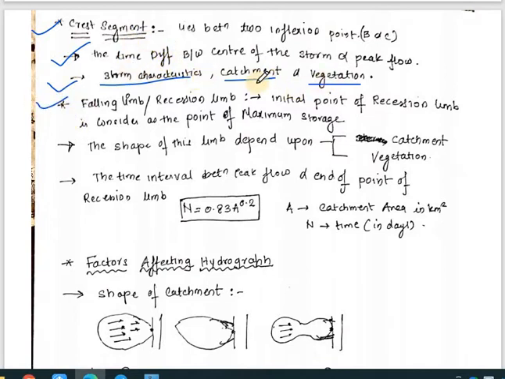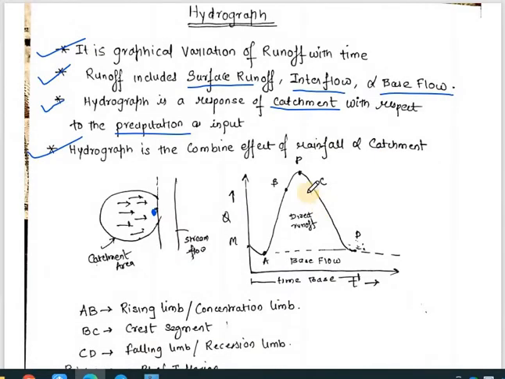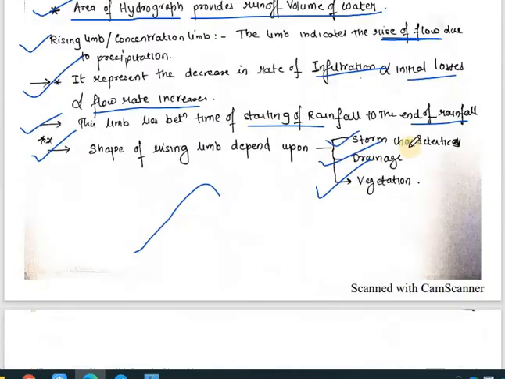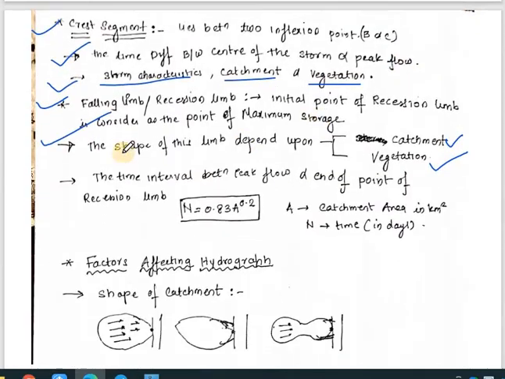Okay, after that, the falling limb. The initial point of the recession limb is considered as the point of maximum storage. So we are considering that the maximum storage of water is happening at this point. After that, the shape of the limb depends upon the catchment and vegetation. It does not depend upon the storm characteristic, because the falling limb occurs after the rainfall or precipitation has happened. So it will not depend upon the type of storm; it will directly depend upon the catchment and the vegetation. In this, the storm characteristic is not taken into consideration.